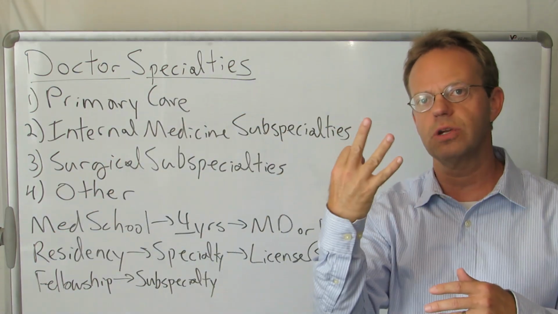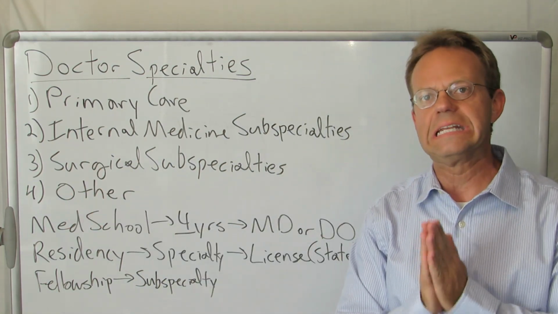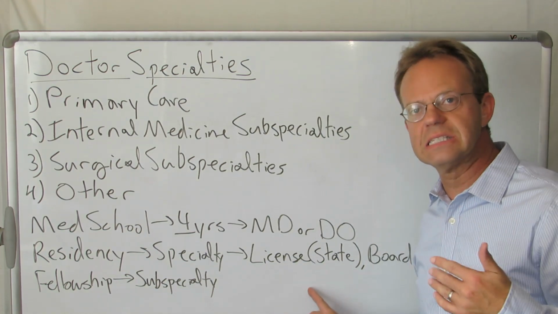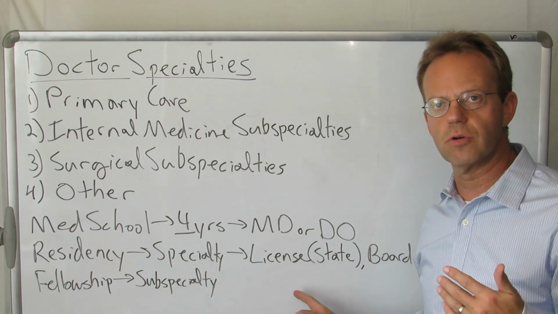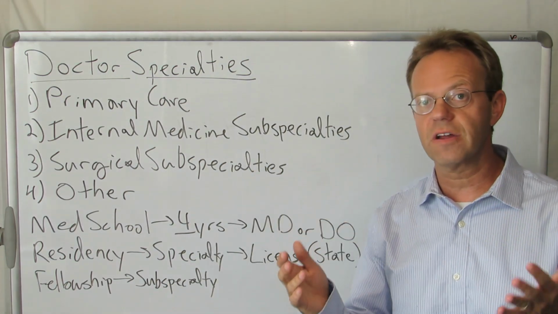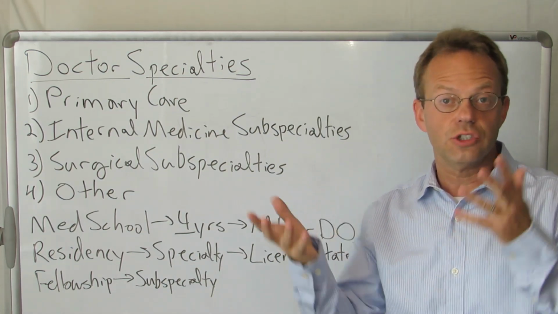internal medicine, which is what I am, is a 3-year residency, and the longest residency is neurosurgery, which is actually 9 years long. And then after that, in order to practice, you have to be licensed by the state. So you actually have to complete a residency in order to be licensed by the state. In America, licensing is not done at the federal level, it's done at the state level. And then, once you're licensed, you can actually practice medicine.